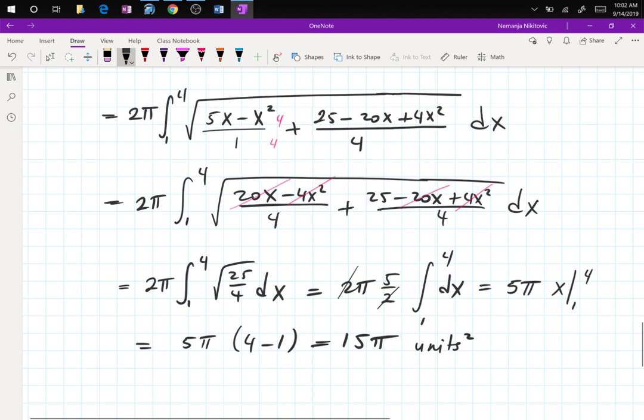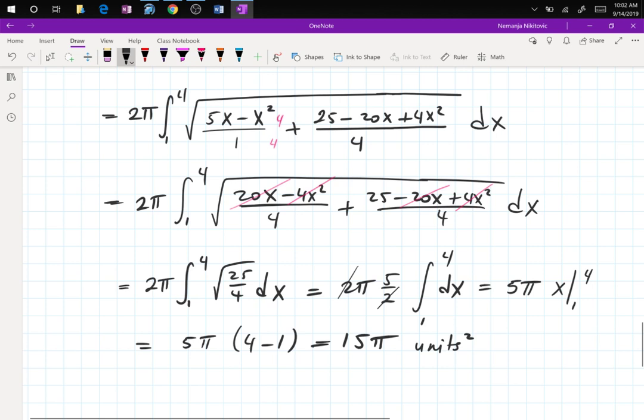Where'd you get that x from at the end? Like right after the last dx? Over here? Yeah. When I integrate 1, you get x. Integral of 1 is x. Integral of a constant c is cx. So that's what you get when you integrate.